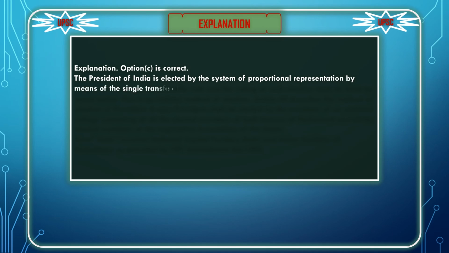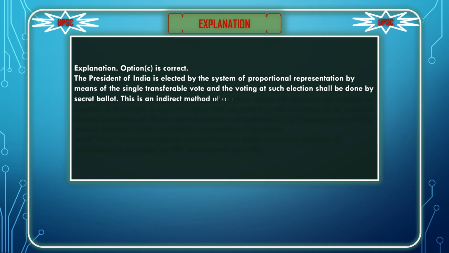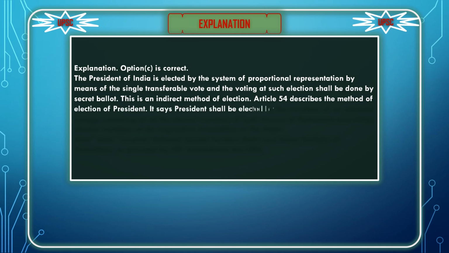Explanation. Option C is correct. The President of India is elected by the system of proportional representation by means of the single transferable vote, and the voting at such election shall be done by secret ballot. This is an indirect method of election. Article 54 describes the method of election of the President.